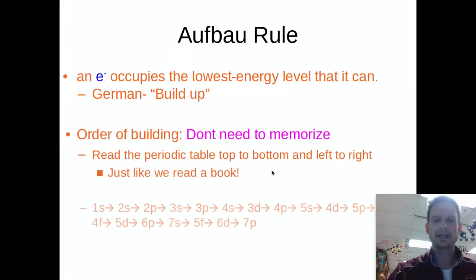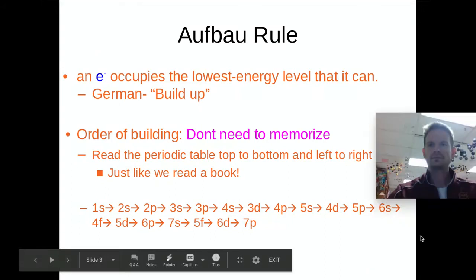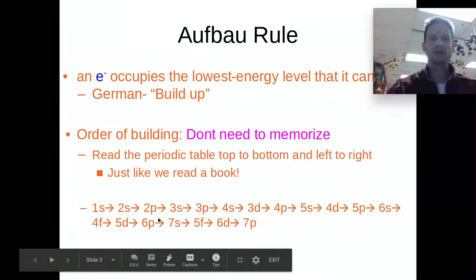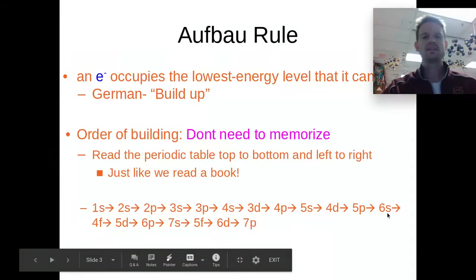So like I said, just like a book, here's the order. Get my face out of the way. So we have 1s, 2s, 2p, 3s, 3p, 4s, 3d, 4p, 5s, 4d, 5p, 6s, 4f, 5d, 6p, 7s, 5f, 6d, 7p. All right, you don't need to memorize that. As long as you can read left to right, top to bottom, you're good to go, right? The periodic table will show us this.